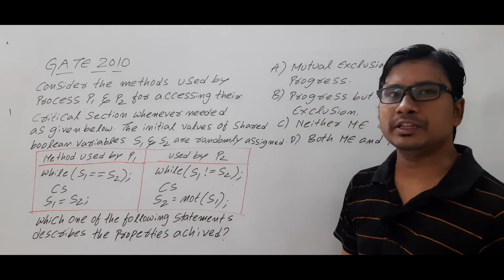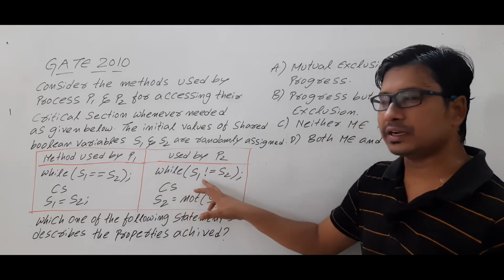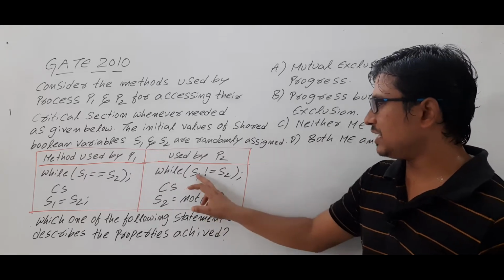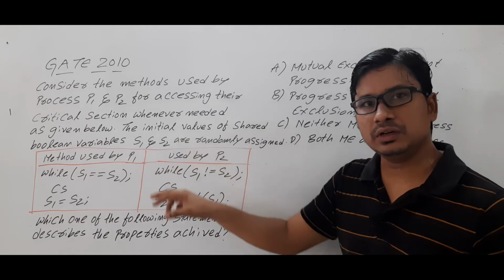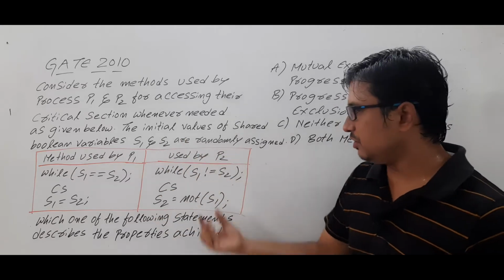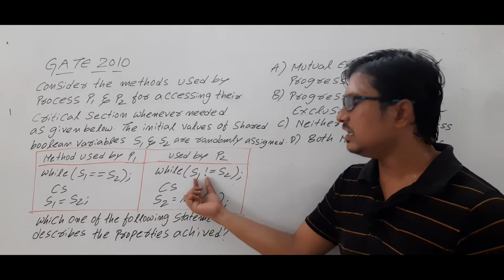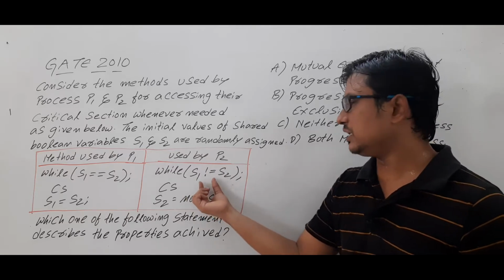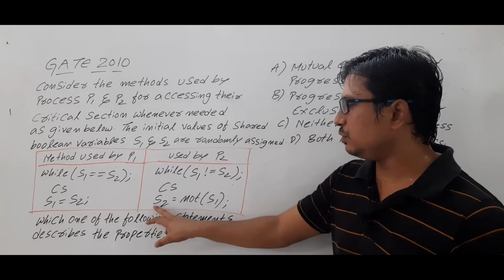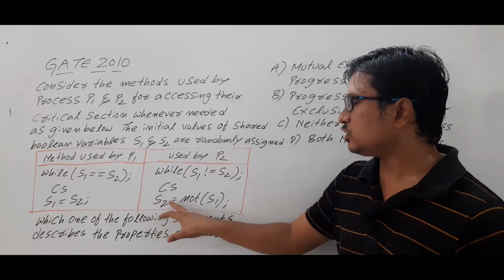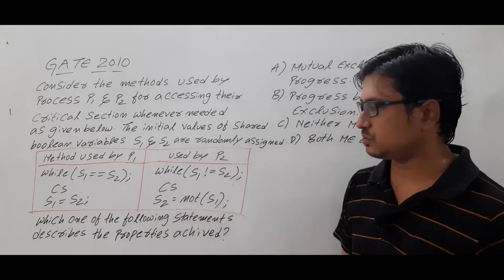Then the method used by the process P2. While S1 not equal to S2. If S1 not equal to S2, then the condition is true, it will enter into the while loop only. If the condition is false, meaning that if S1 is equal to S2, then this condition will be false, then it can enter into the critical section. Now look at here, the exit part: S2 is equal to not of S1.